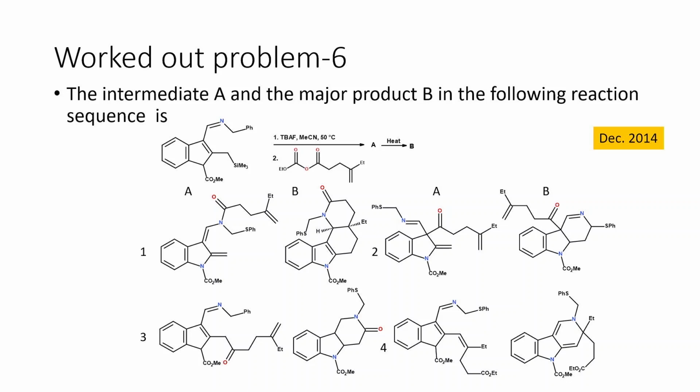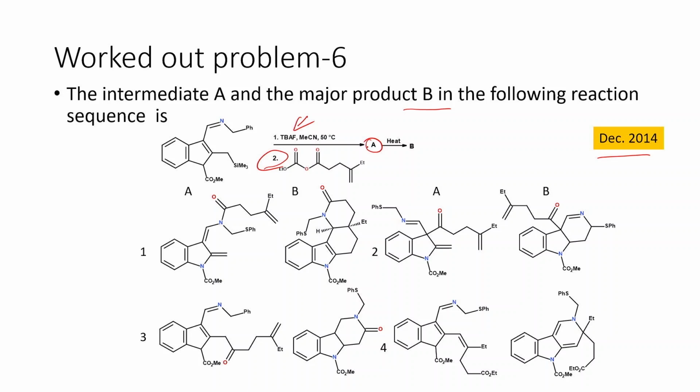So here, the intermediate A and the major product B are formed in the following reaction sequence. A couple of steps are given, and this question was asked in December 2014. This reaction looks a little bit complicated because various steps are involved. The first one is a reaction with TBAF, that is a base, in acetonitrile at 50 degrees centigrade. So this is step number 1.